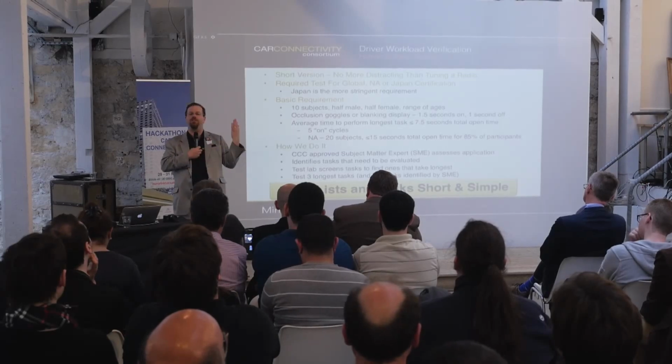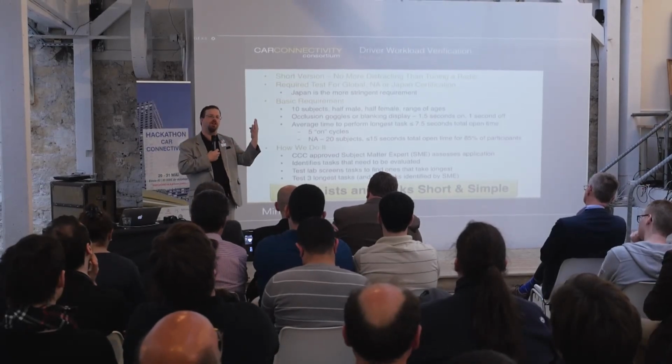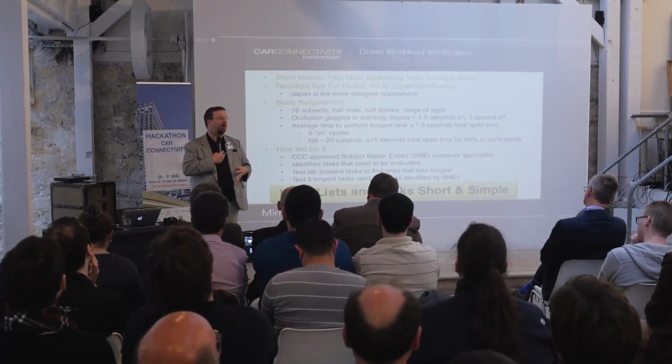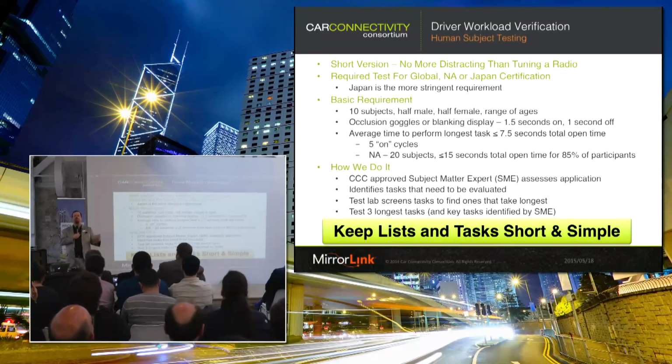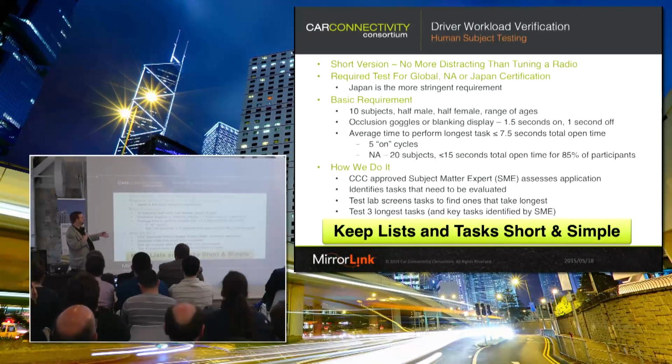Actually, they don't do the goggles. They get in front of a screen that turns on and off. It's on for a second and a half, off for a second, and you time the time. You measure the time it takes to perform the longest task inside your app. And in North America, it's 15 seconds total open time, so I think it's like 7 or 8 cycles.